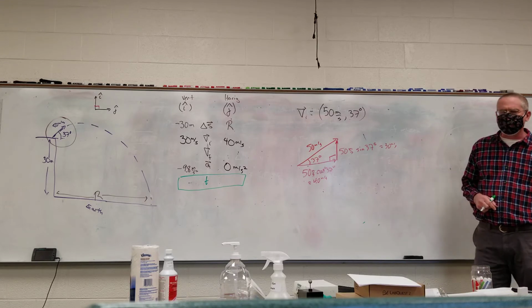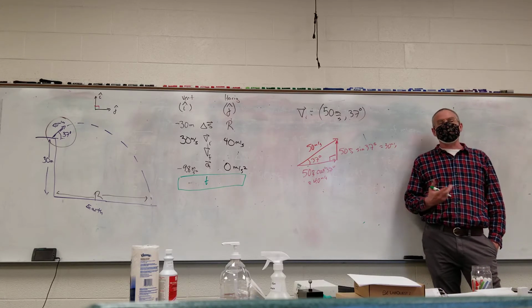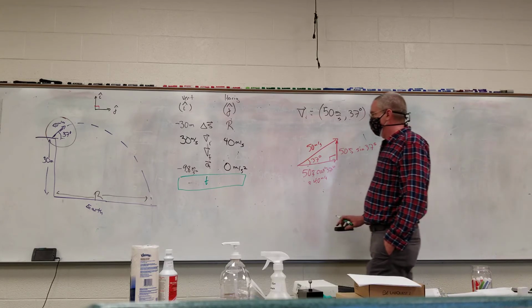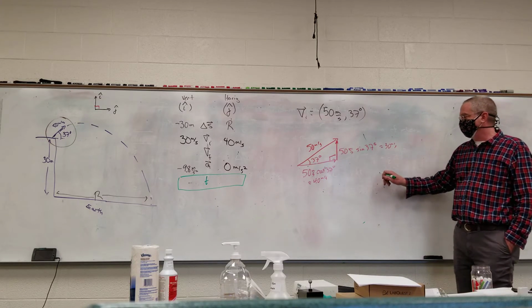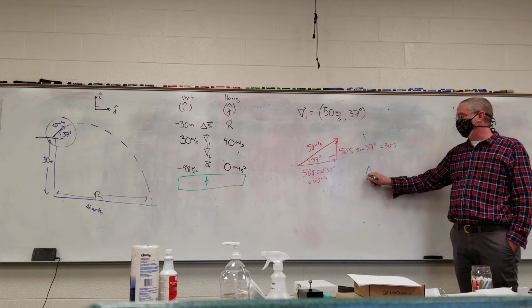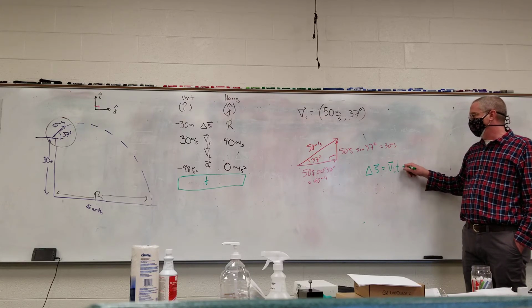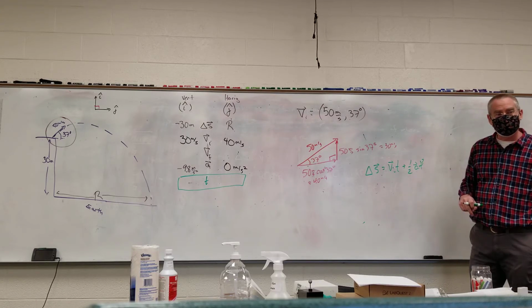Which equation are we going to use? The one you heard earlier with the quadratic, right? Delta S equals v_i t plus 1/2 a t squared. I think that's the one you're talking about?